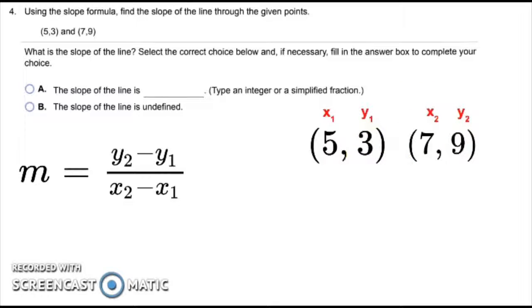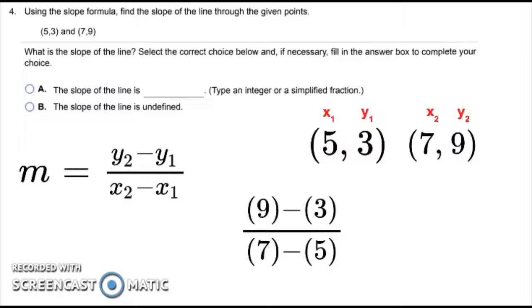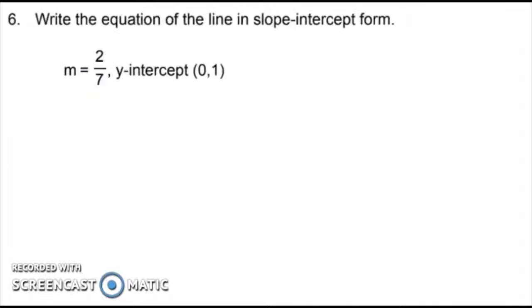the second coordinates. So substituting them in, we'll have 9 minus 3 over 7 minus 5, which will be 6 over 2, which reduces to 3. So my slope is going to be 3 for number 4.